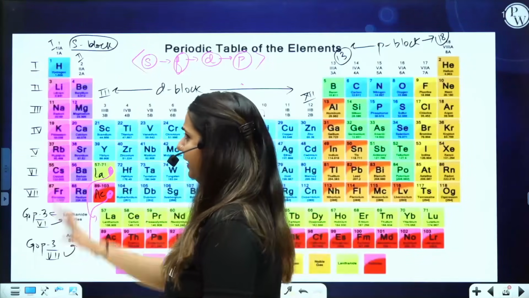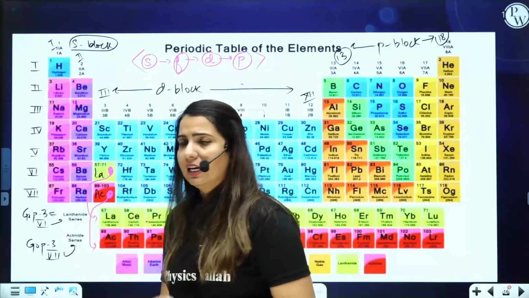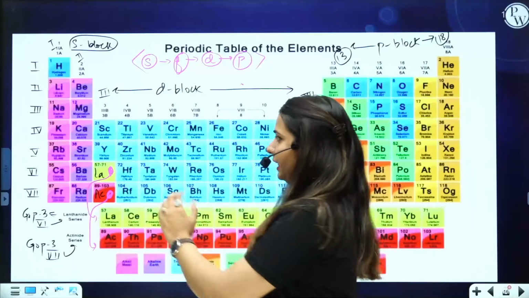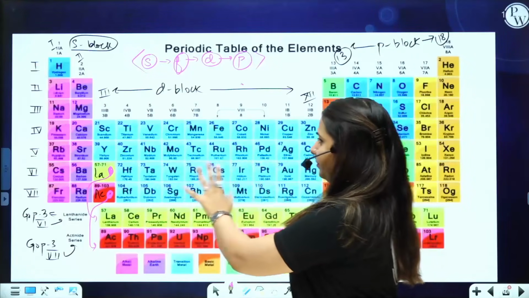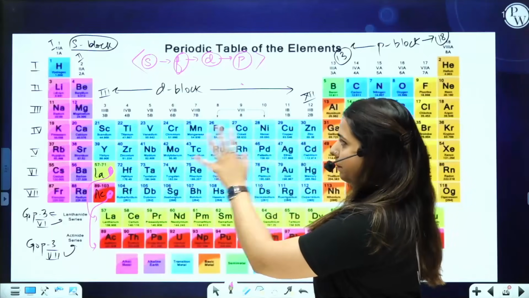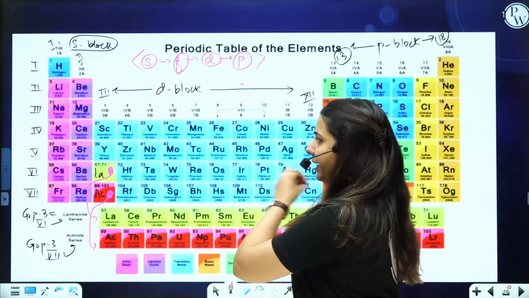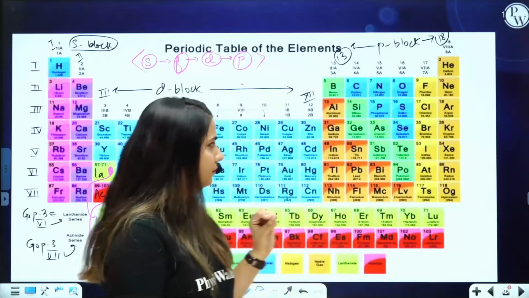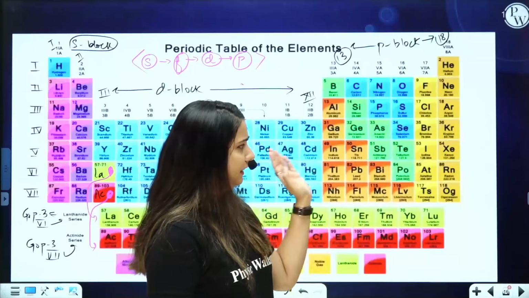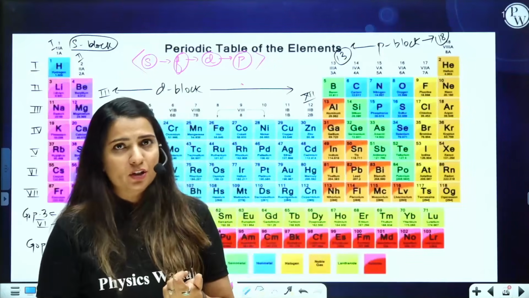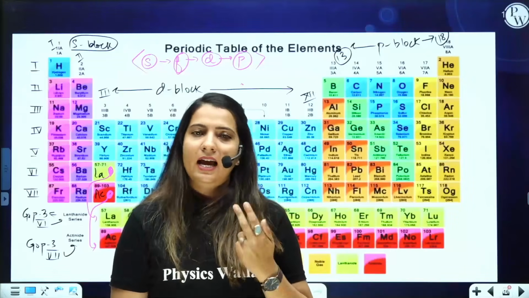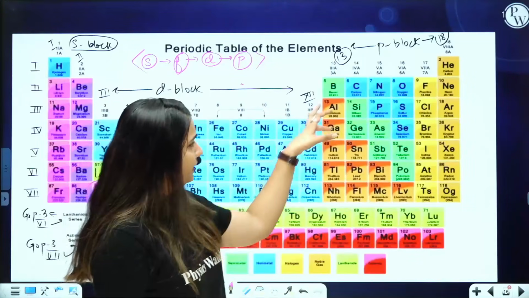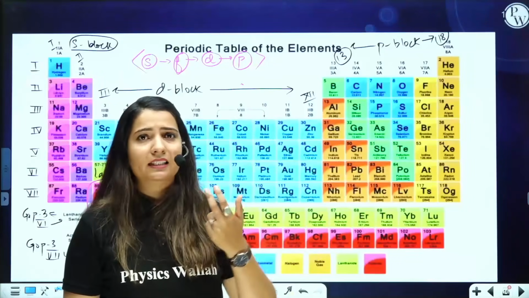You know, the very left hand side elements are considered as metals. The in-between elements, between the S and P blocks, are called the transition elements. To the very right hand side, there is a mixture of non-metals, metals and metalloids. Okay, the elements marked in green are considered as metalloids.